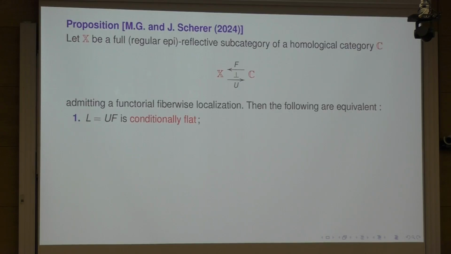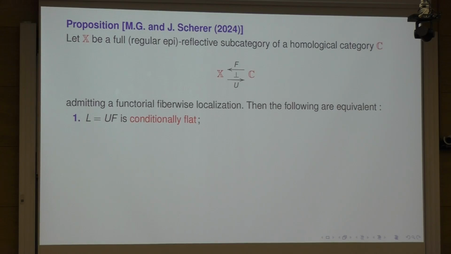Now, the first result is related to a full regular epireflective subcategory of a homological category C. So C is homological, and X is a reflective subcategory such that each component of the unit of the adjunction is a regular epi that admits a functorial fiberwise localization. For instance, C could be groups. And then the following conditions are equivalent.